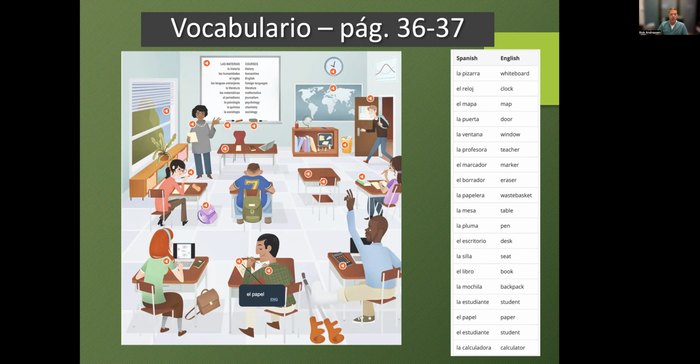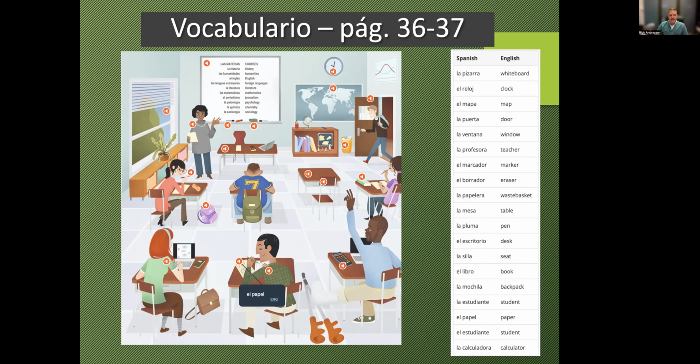El escritorio. The word for a desk also comes from the verb escribir, which means to write. So the thing that you write on is an escritorio. La silla. The chair. El libro. You already know when it's a book. La mochila. The backpack. El papel. And again, we see a relationship between papel and papelera. So paper and place to throw away paper.